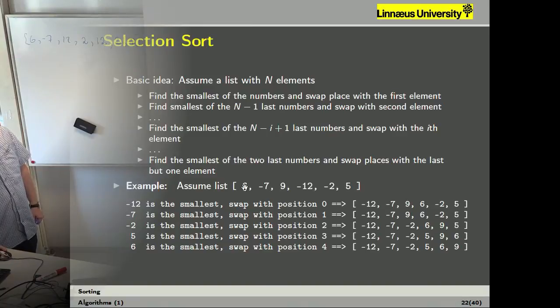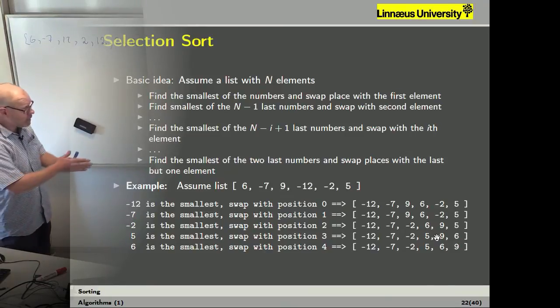I'm swapping this one with this one. And then -7 is the smallest, swap with position 1. In this case it was already at position 1, so we don't do anything. -2 is the smallest, swap with position 2. We are searching through this one among these elements over here. Find -2 and swap it into this position. And then we go on like this.